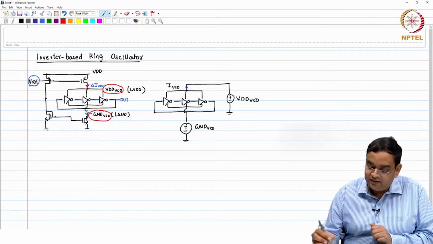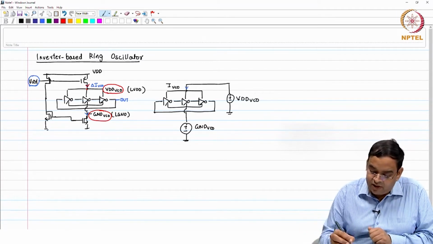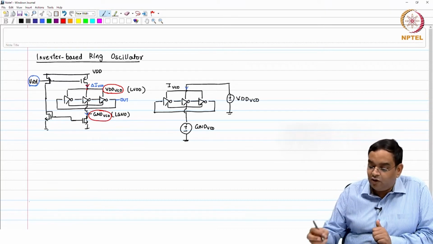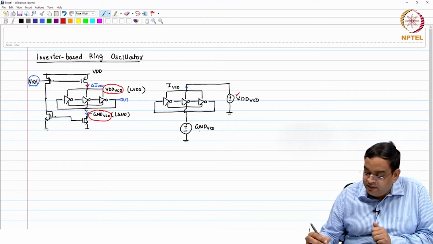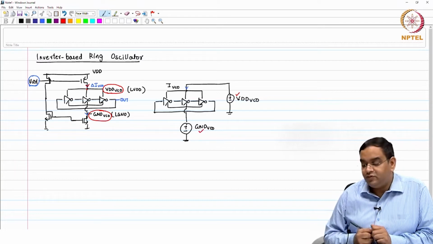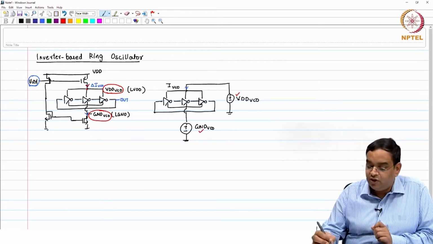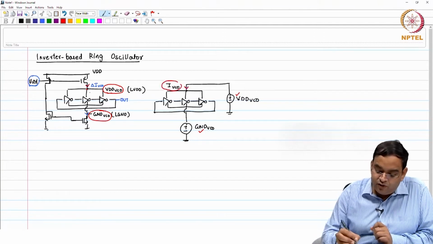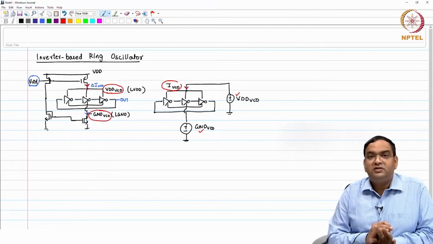In the other case, whatever voltage develops at the top and bottom, VDD VCO and ground VCO, I give these voltages, and then you automatically get the current I VCO, whatever it is. Both oscillators will operate at the same frequency.